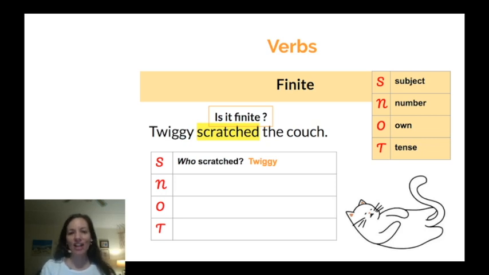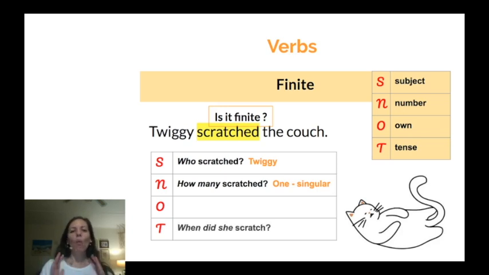How many scratched? Now, some verbs in and of themselves can tell me whether it's singular or plural. Scratched needs a subject to give it some help. So, how many Twiggies do I have? Well, I only have one, so it is in fact singular. What about tense? When did Twiggy scratch? Well, the ED tells me it was in the past, and so scratched does have tense, so it is past tense.